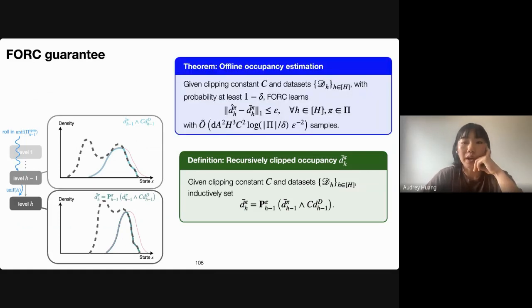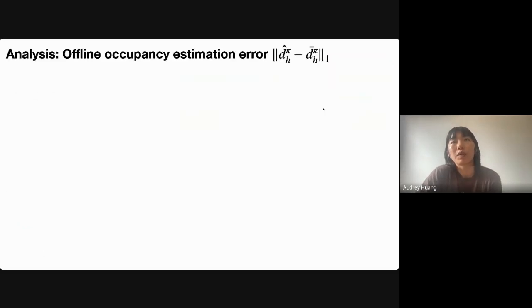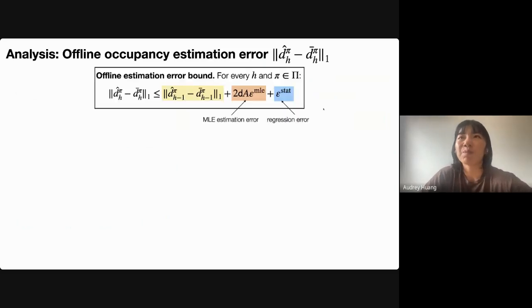We can show that our offline occupancy estimation guarantee is essentially that for an input clipping constant c and some data sets, fork learns to estimate d bar h pi, and the number of samples it needs to do this is shown here. I have a proof sketch of how this is derived, but in the interest of time, I'll probably leave it out. I just want to highlight something that's used in the proof sketch.